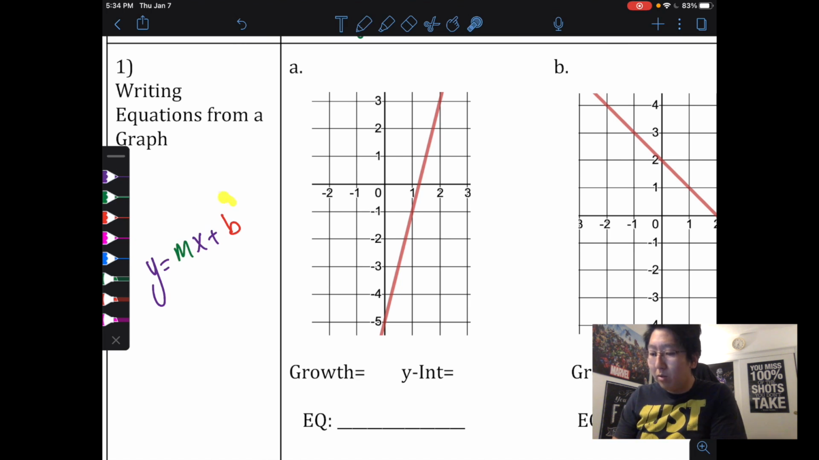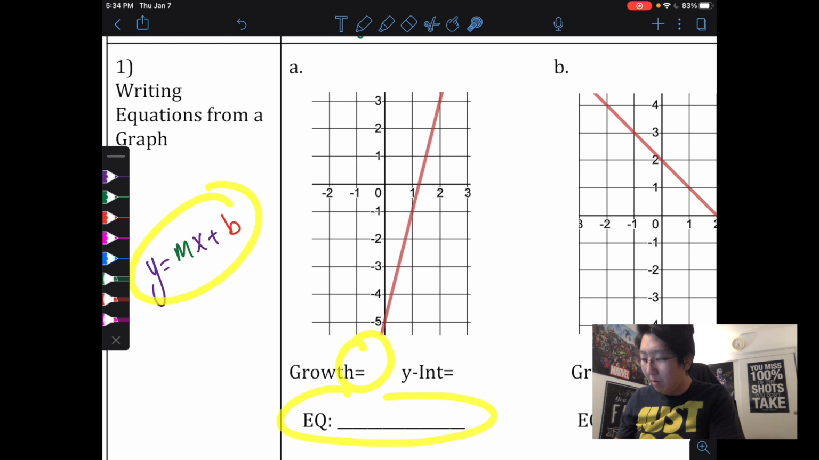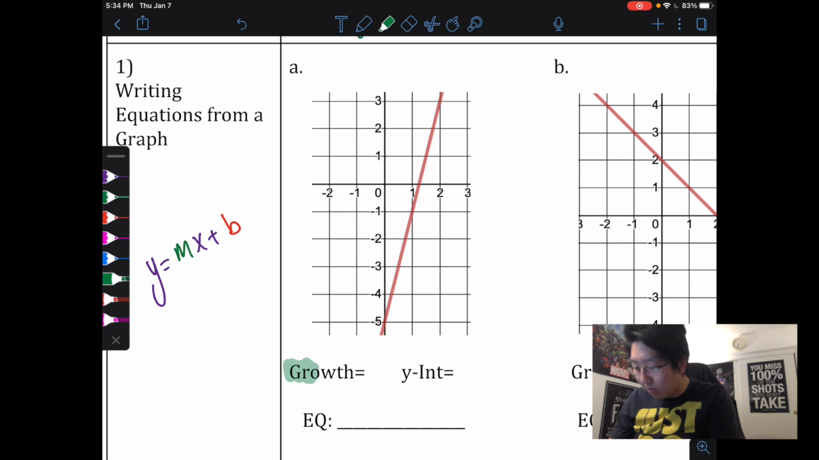So we're going to find what is the m and what is the b. What is the growth and what is the y-intercept? And once we have that, we can take our equation and fill in our m and our b. I'm just going to highlight this in green to remind us that this is our m, and right here we have our y-intercept, which is our b.